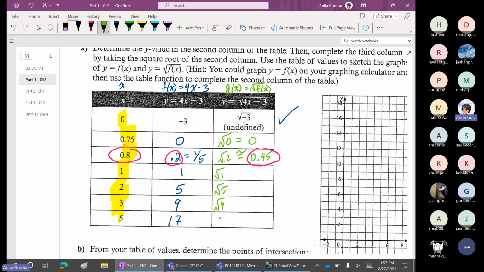It's going to give me sometimes ugly numbers and sometimes nice numbers. This is approximately 4.12. This is 3. This is approximately 2.2. This is 1.